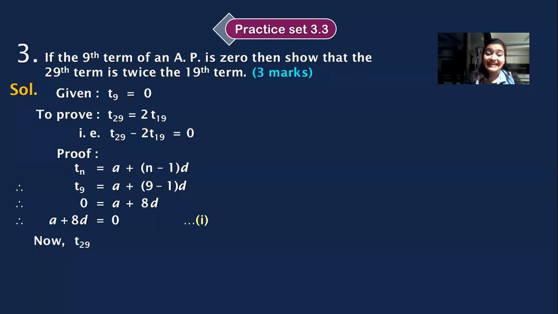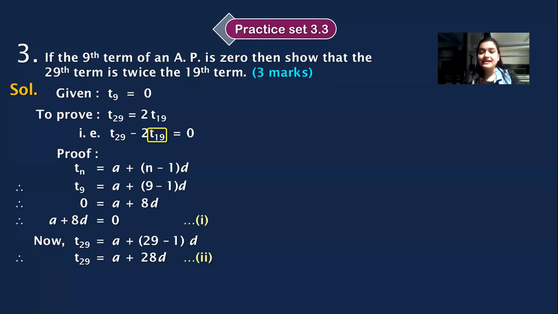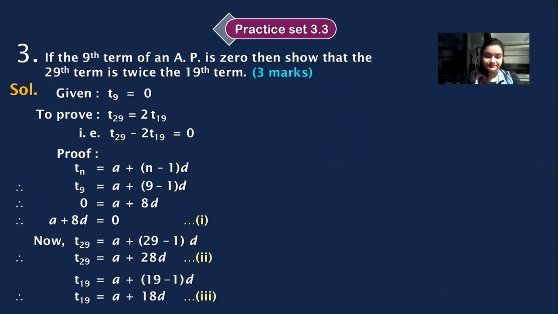Next, T29 and T19, so I first considered T29. Wherever I am having n in the formula, I'll replace it by 29. T29 is A plus (29 minus 1)D. T29, we don't know what it is, we will keep it as it is. A plus 28D. Now I'll substitute T19. Wherever I have n, I'll replace it by 19. T19 is A plus (19 minus 1)D, so it will be A plus 18D.